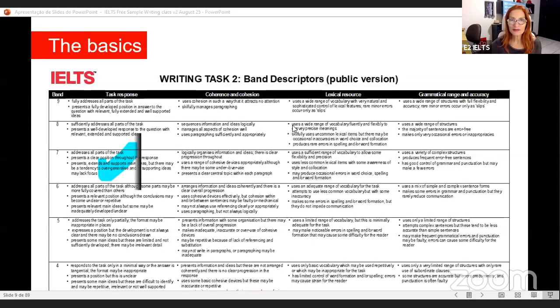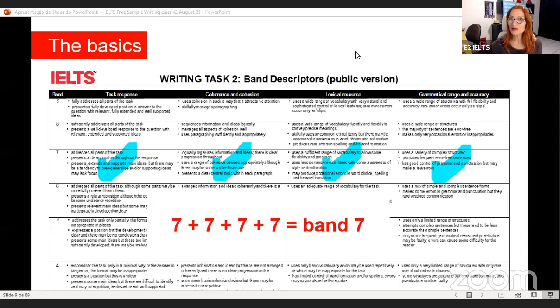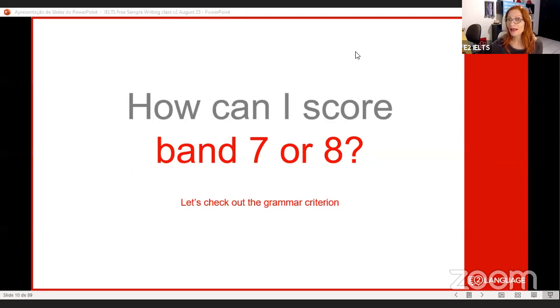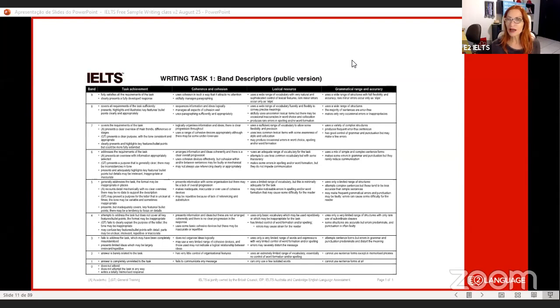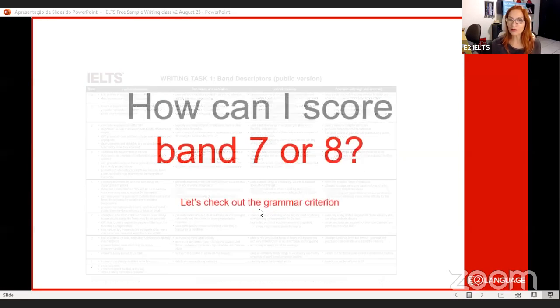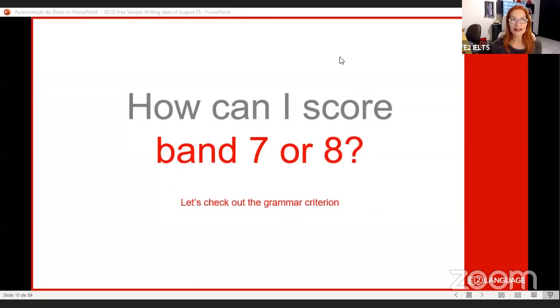Moving on. In writing, just task 1 is different. Only task 1 is different, whether you're taking the academic or general. Task 2 is the same for both. So we're aiming to get you all at 7 plus in each and every criterion, so that you will add up to a band 7 or a band 8. If you're aiming for 8, then focus today on grammar. The grammar criterion is our focus in this live class.